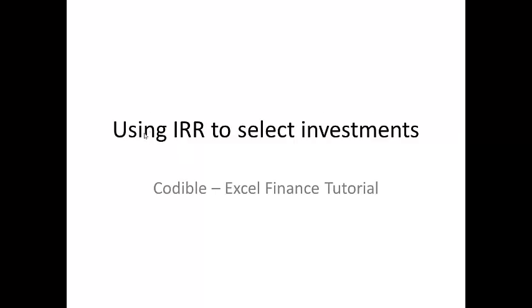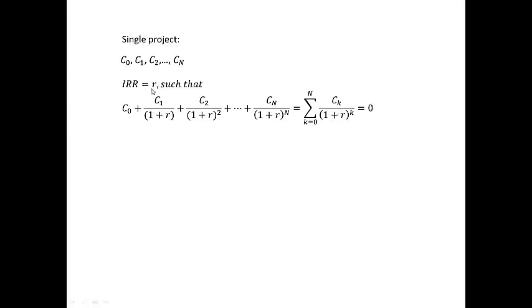In this video, we'll see how to use the internal rate of return to select between different investments. The internal rate of return for a set of cash flows, C0 through CN, is calculated in this manner. It is a rate of return R such that the net present value of these cash flows equals zero.